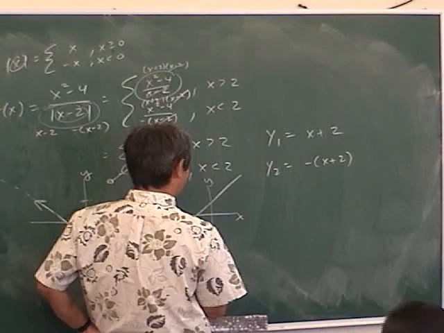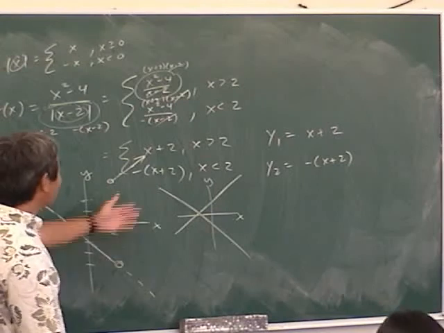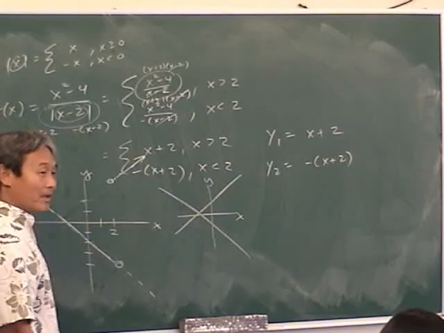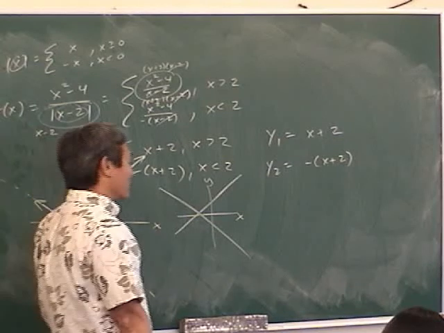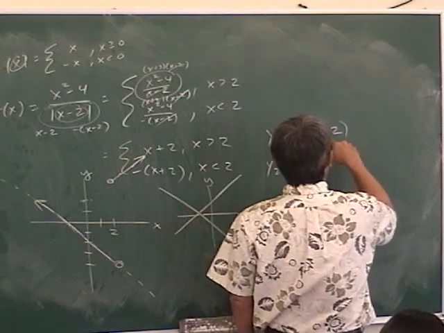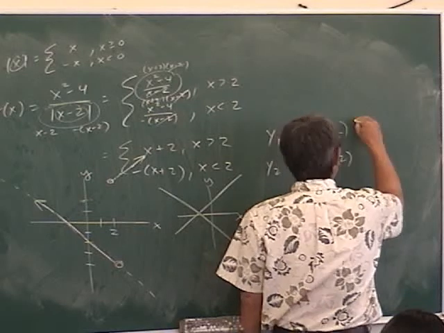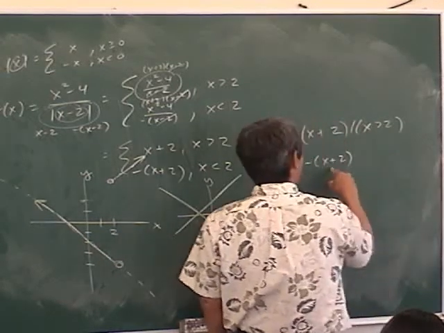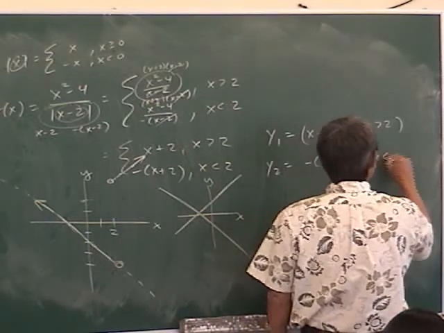Is that the same thing as this? No, because you have to tell your calculator how to restrict the domain. The other class didn't know, so I just tell you. This is how you restrict the domains. You take whatever graph you're doing, and then you divide that by x is greater than 2. And then this one you divide by x is less than 2.